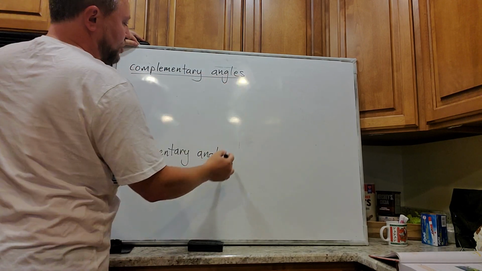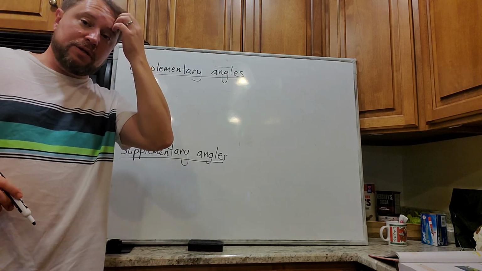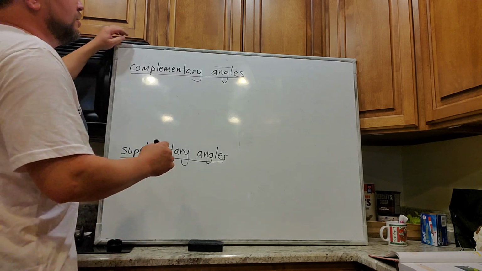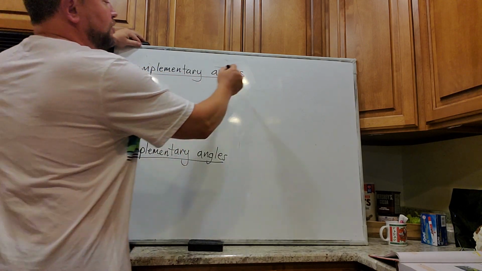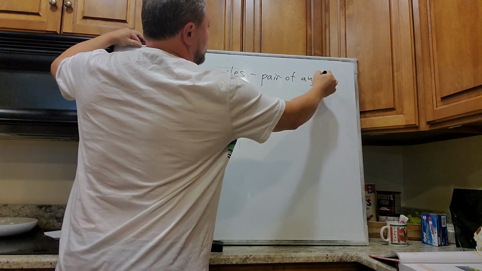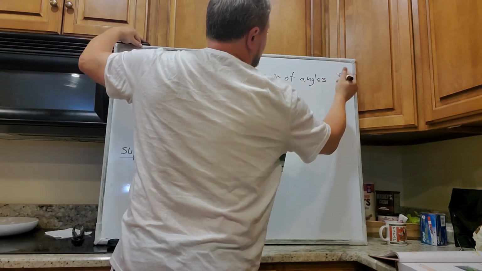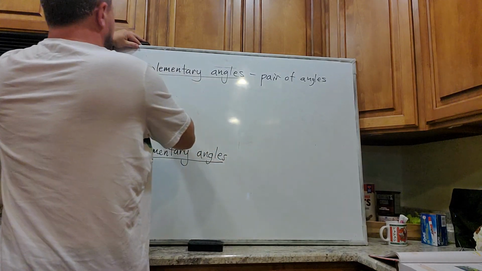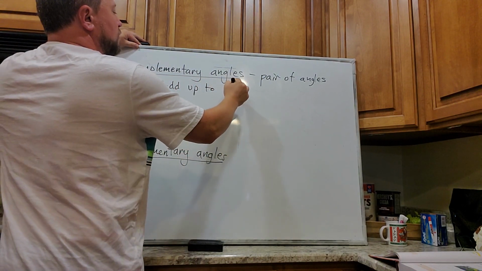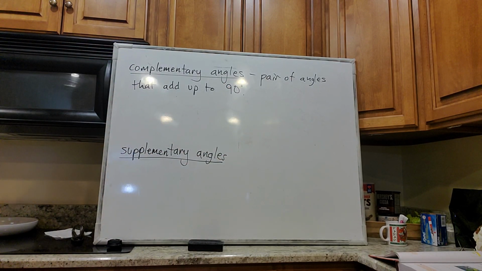Again, these are terms that you may have already heard before, so I want to cover them quickly, just to make sure you learned them back in the day if they were covered earlier. Complementary angles then is a pair of angles that add up to 90 degrees. Complementary angles will add up to 90 degrees.